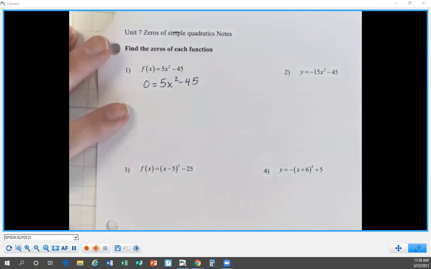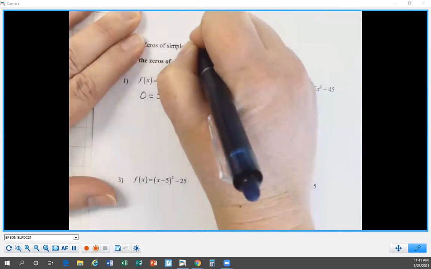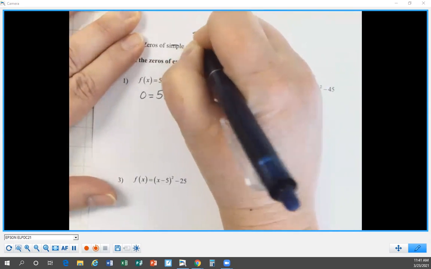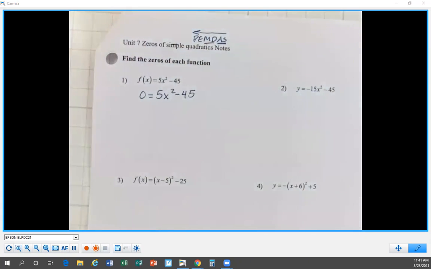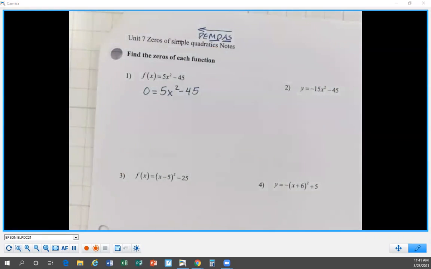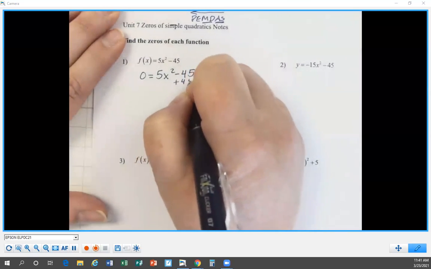And then we follow the order of operations in reverse. So remember PEMDAS or GEMS. So addition and subtraction is one step, multiplication and division is one step. Is anything being added to or subtracted from our variable terms? Yes. There's a minus 45. So we will add 45.